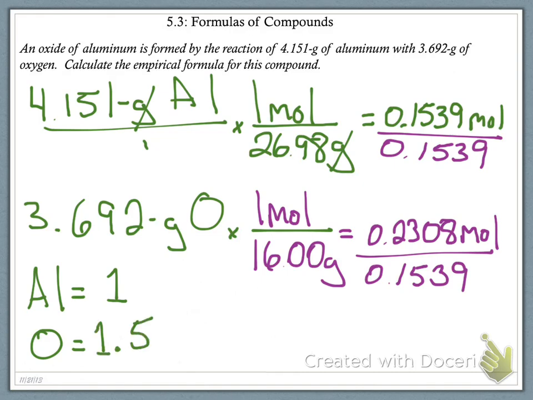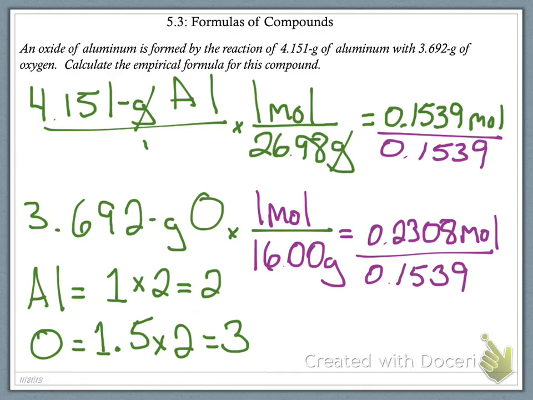Now, if you go back to your rules, if any of these numbers don't come out as whole numbers, you have to multiply them by the smallest whole number that will make these numbers whole numbers. So that's going to be 2. If I multiply this by 2, and that by 2, 1 times 2 is 2, 1.5 times 2 is 3. And that actually tells us the subscripts that are present in our empirical formula.